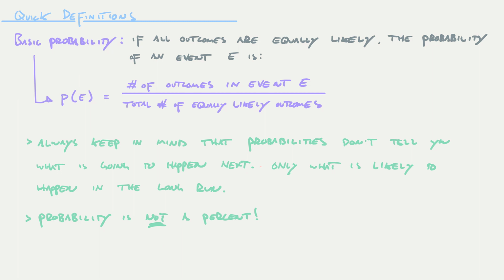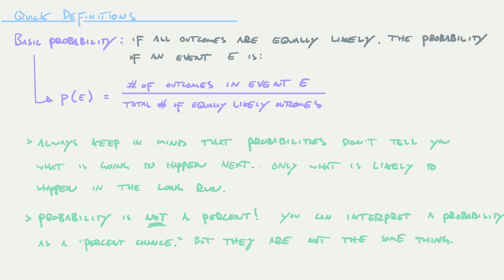And then the last thing is, before we get into some examples here, that probability is not a percentage. You can interpret a probability as a percent chance, but they're not the same thing. Probability is always a number that is between 0 and 1. So it's a decimal, right? Or a fraction that's less than 1, but still positive. All right, let's do some examples.